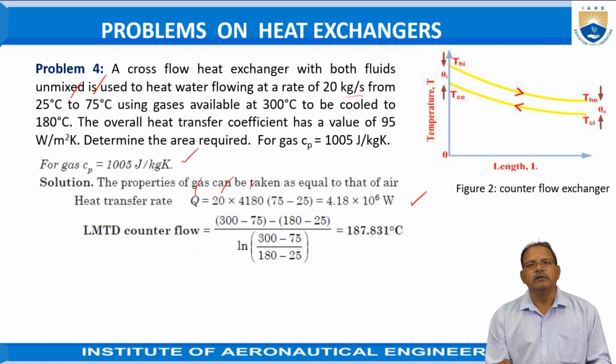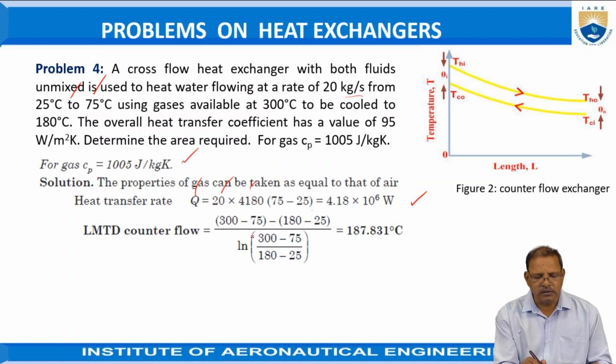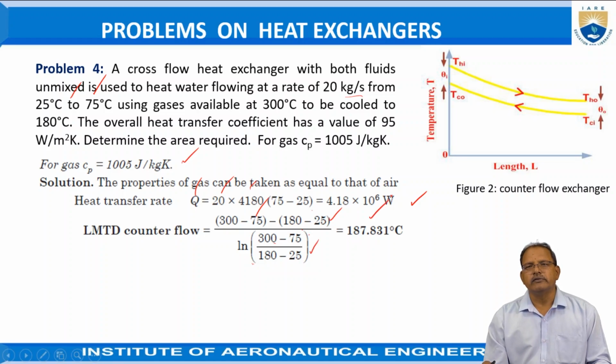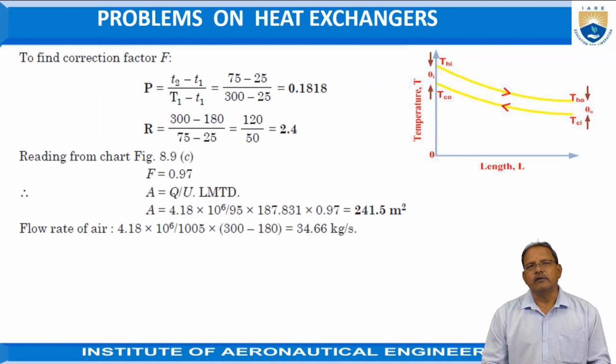So LMTD for the counterflow is equal to the temperature at the inlet, which is given here as 300, minus 75, minus the outlet, which is given as 180 minus 25, divided by log of delta T, that is 300 minus 75 divided by 180 minus 25, which is equal to 187.831 degree centigrade.